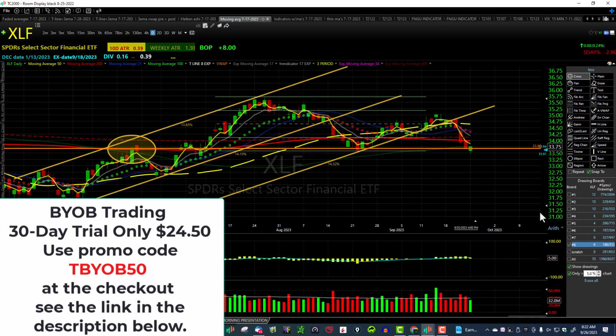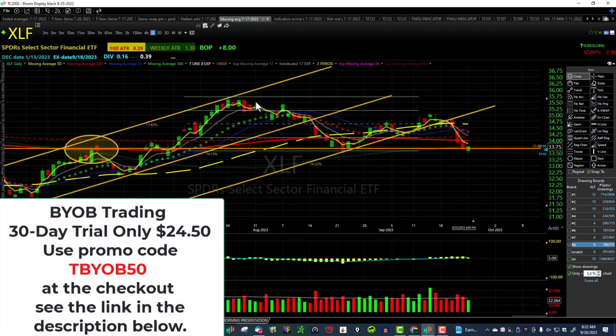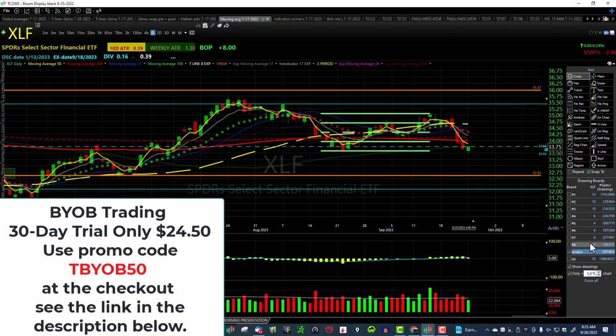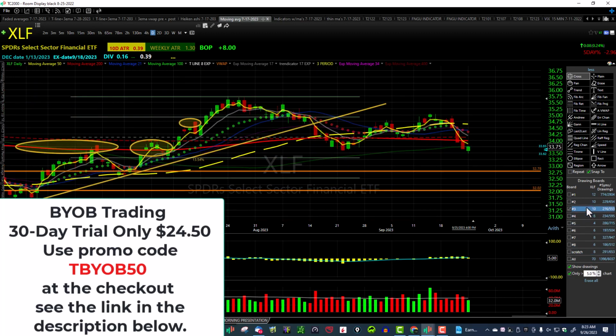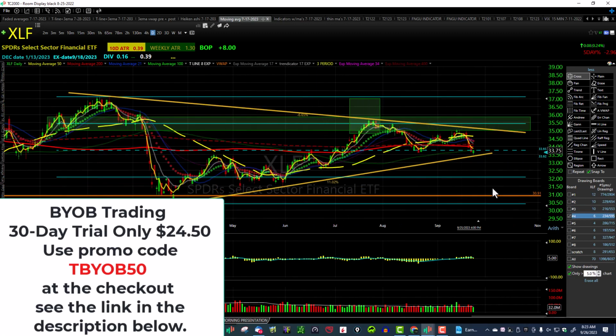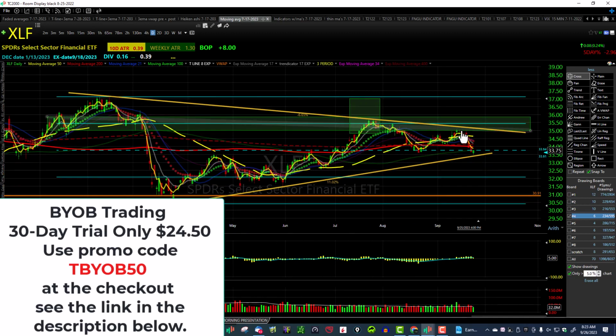XLF was doing very good for us. It was in a nice uptrend, making higher highs and higher lows. Now we're in a situation where XLF is making lower highs and lower lows. So XLF is in a downtrend. There was a point where the bulls needed to break the downtrend. Here's the downtrend line, and the bulls needed to break out of that downtrend line.